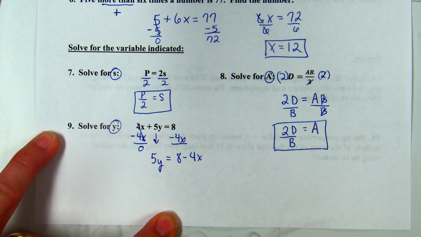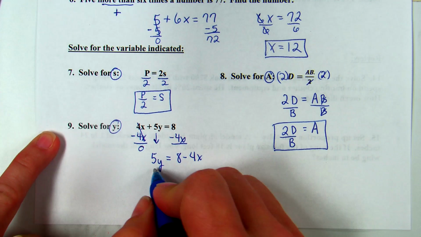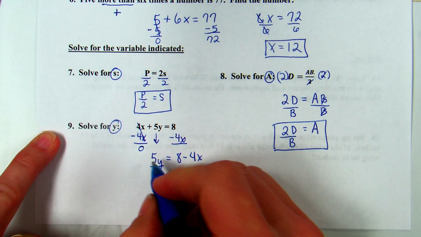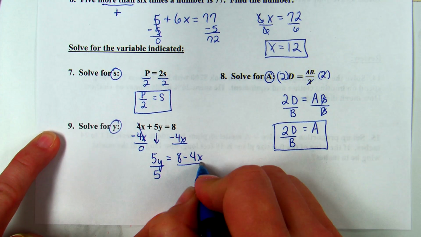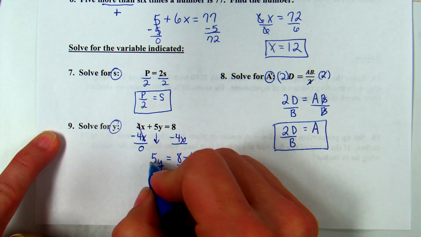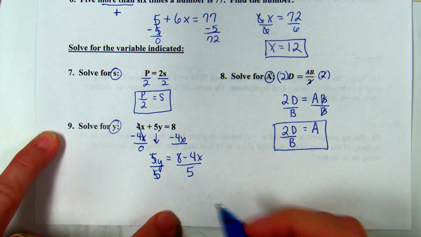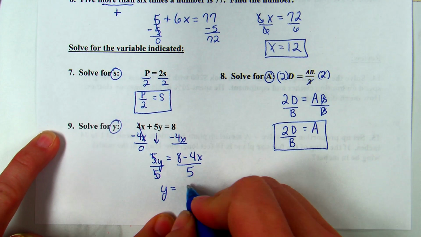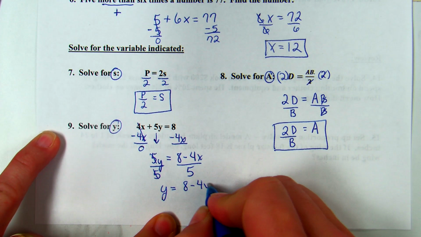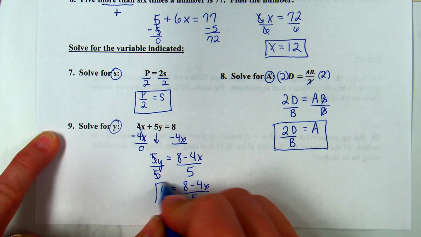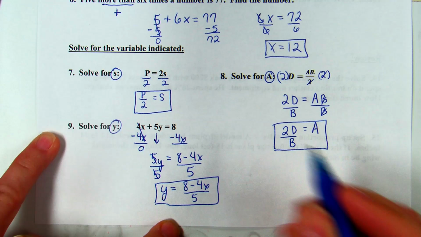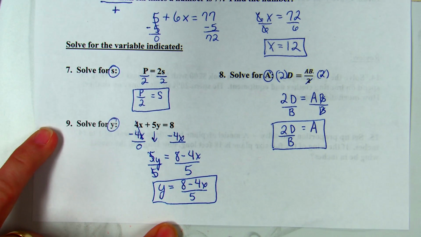Now we still have to get y by itself. We undo the multiplication of 5 times y by dividing by 5, and we'll divide by 5 on this side as well. 5's will go away. Y will be equal to 8 minus 4x over 5. Again, leave the answer in this form. And that is the answer for number 9.